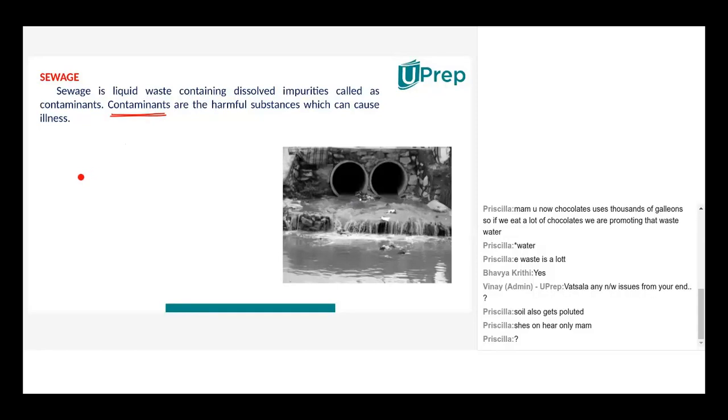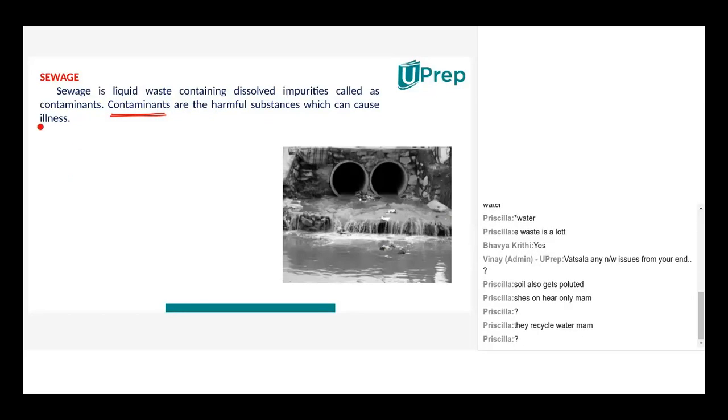Contaminants are basically harmful substances that cause illnesses. Correct, Priscilla. They recycle the water. Very good. Sewage is basically a liquid waste, right? It is a liquid waste, but it has a lot of solid, liquid, and gaseous components in it, right? It can come from, as Priscilla said, a factory, a house. It can come from various sources.